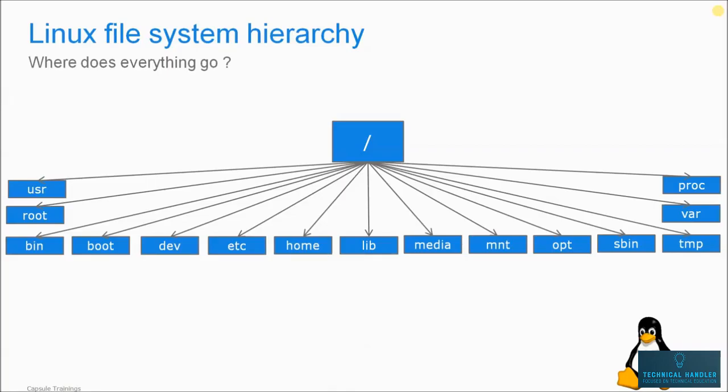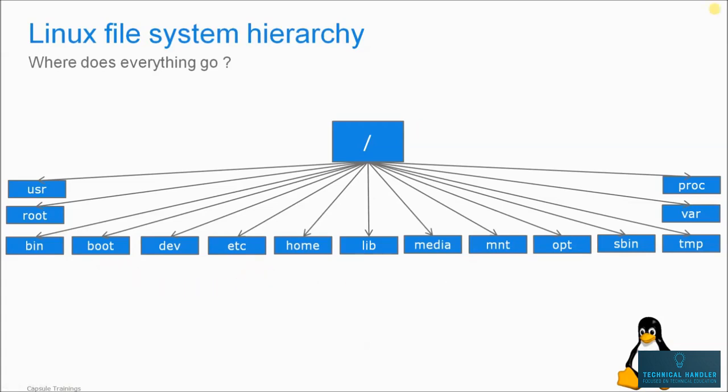Let's take a look at the Linux file system hierarchy and understand where everything goes exactly. Now, the Linux file system is laid out in a tree-like structure, and everything starts from the root directory. The root directory is the root of the entire file system hierarchy, and underneath that, we're going to find different types of directories.